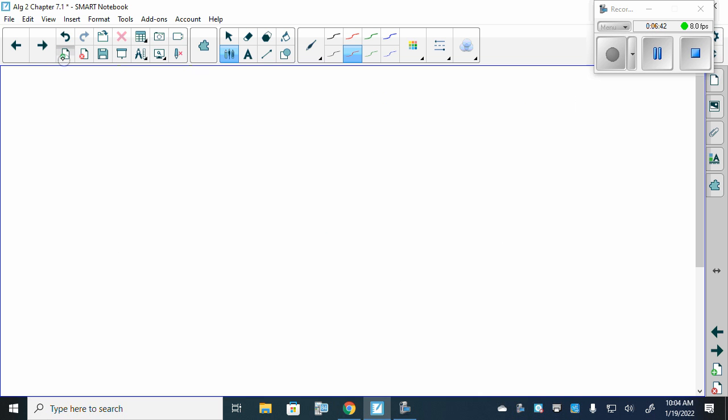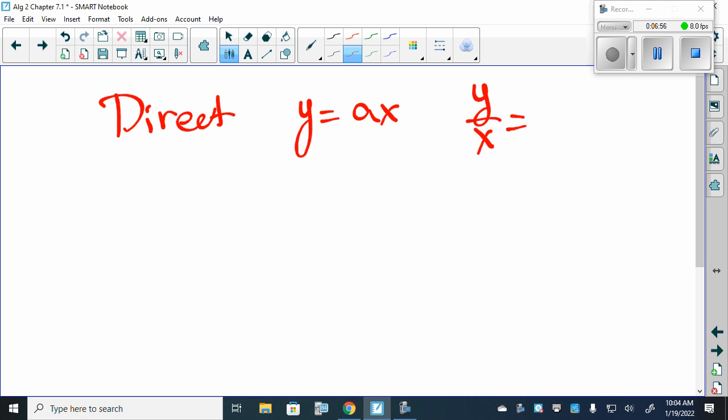So, for all these here, direct variation can come in the form of y equals a times x, or we could say y divided by x is equal to a. And the y and x can be flipped, depending on how we want to set it up. We'll normally set it equal to y.